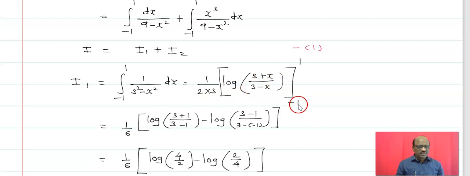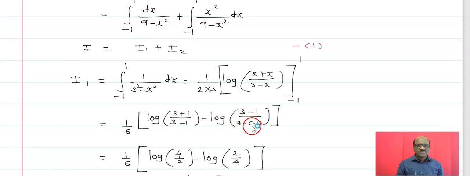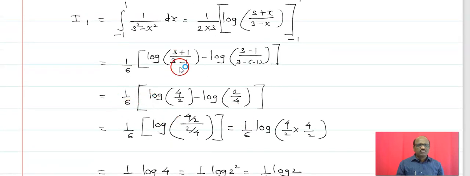Lower limit is minus 1, upper limit is plus 1. And we will replace x equals 1. That is 1 by 6 log of 3 plus 1 upon 3 minus 1, minus log of 3 minus 1. And here is 3 minus in bracket minus 1. Then you will get 1 by 6 log of 4 upon 2 minus log of 2 upon 4. And if you solve this, then you will get 1 upon 6 log of 4 upon 2.